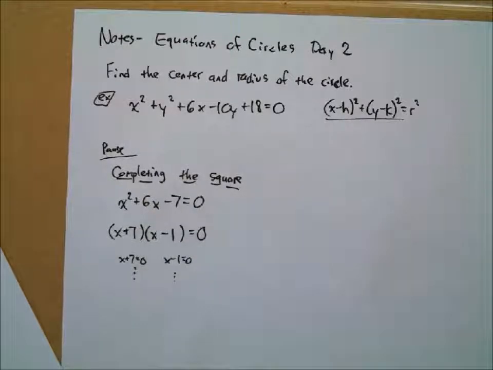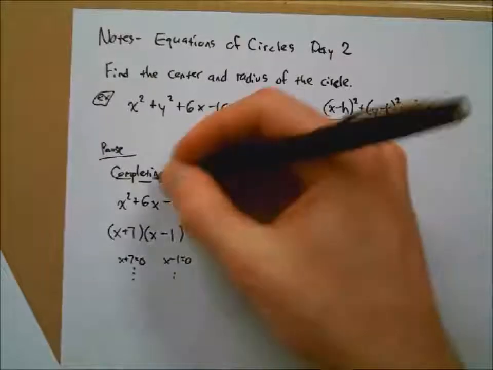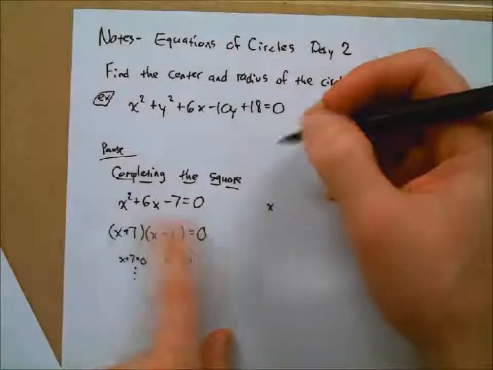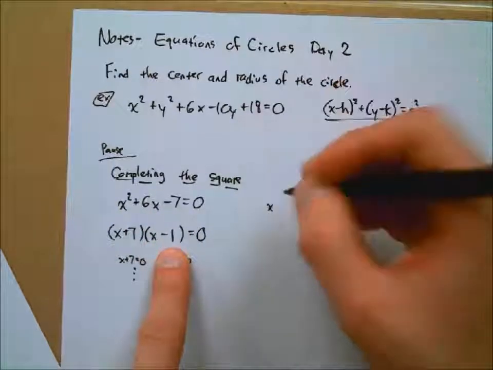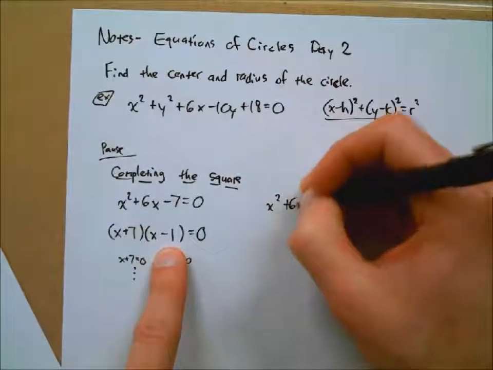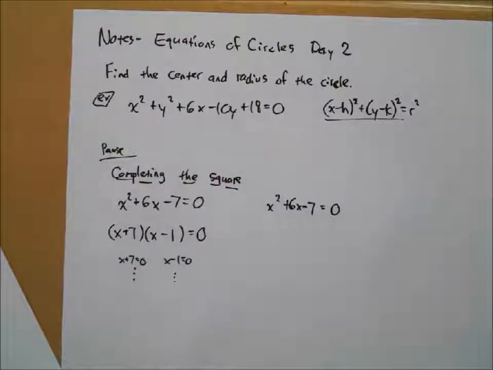So what we do when we complete the square is we take something that is not a perfect square, right? This is a product of x plus 7 and x minus 1. So we take something that's not a perfect square and we make it a perfect square. Okay, we make it a perfect square. All right.